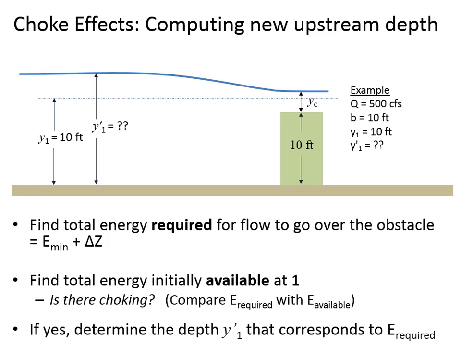And you'll remember that when you have critical flow, the depth is 2/3 of the specific energy and the velocity head is the other 1/3 of specific energy. So if you know the critical depth, you can find the specific energy by doing 3/2 times the critical depth. In other words, this is the specific energy when flow is critical.